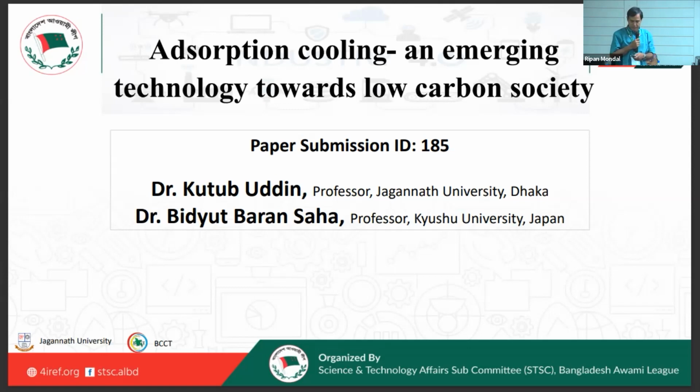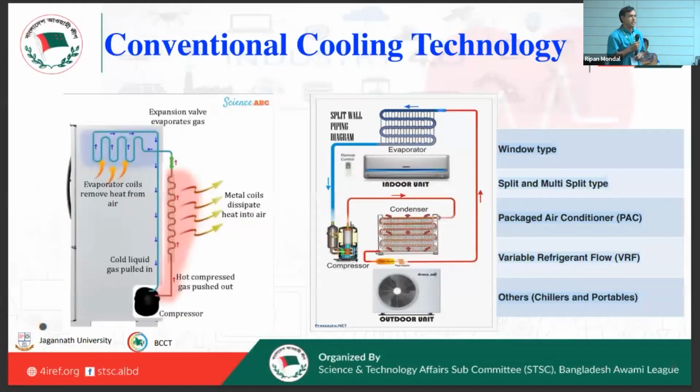Let's see at first the cooling system. So this is the very familiar cooling system we usually use in our house. This is like a refrigeration system, and this is an air conditioning system. The working principle for both the systems is actually the same. Here the heat transfer fluid is refrigerant. So it is two-phase flow.